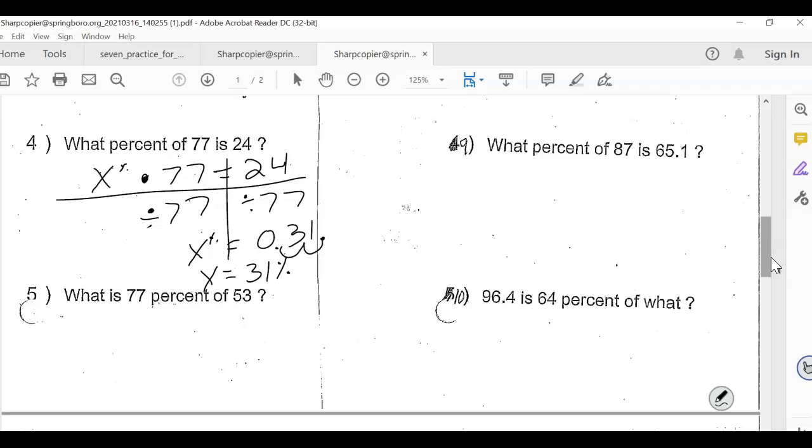We will continue to work on these tomorrow and up until Wednesday because these can be a challenge. But if you remember that "of" stands for multiplying and "is" represents equals, you'll be just fine. I have one more thing to go over with you.